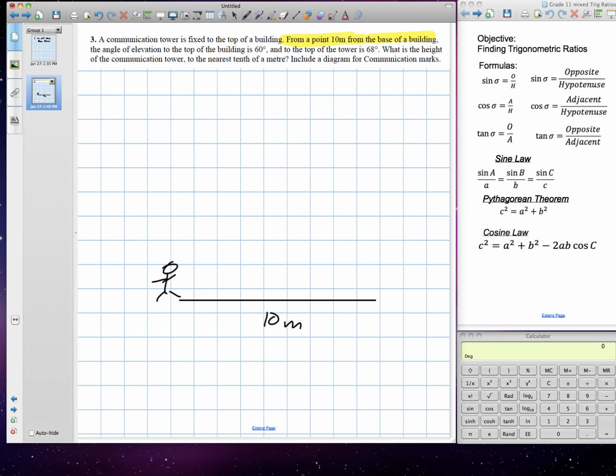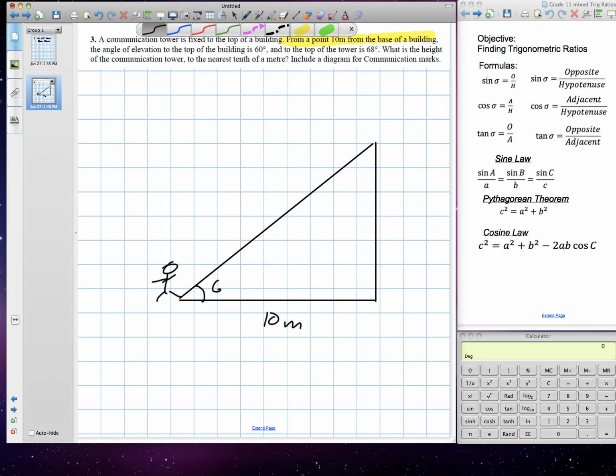The angle of elevation to the top of the building is 60 degrees. Okay? So let's say here is the top of the building. From this guy to the top of the building is 60 degrees.